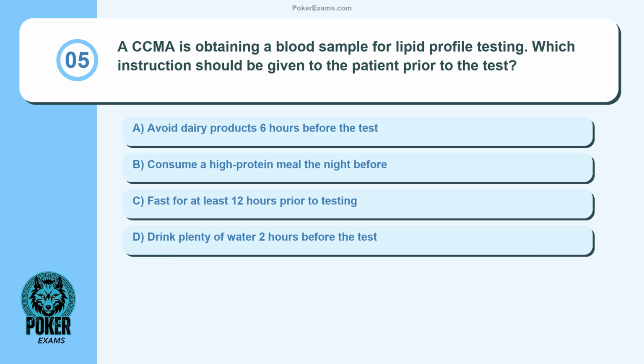Question 5. A CCMA is obtaining a blood sample for lipid profile testing. Which instruction should be given to the patient prior to the test? Avoid dairy products 6 hours before the test. Consume a high-protein meal the night before. Fast for at least 12 hours prior to testing. Drink plenty of water 2 hours before the test.